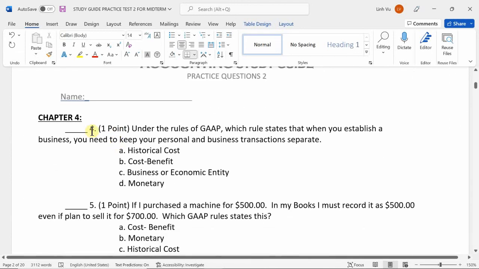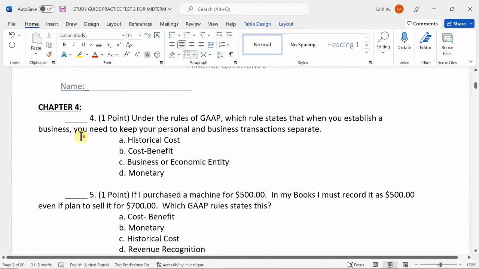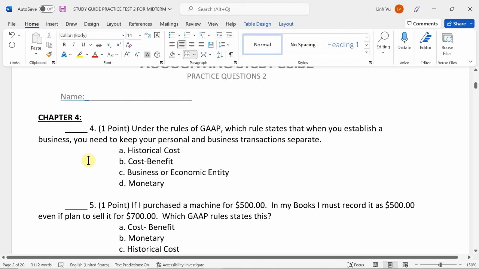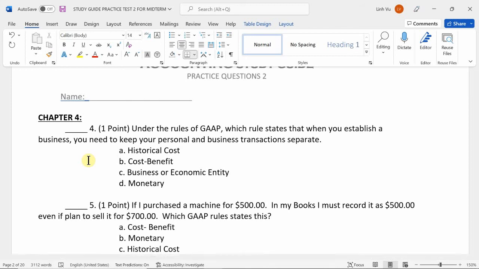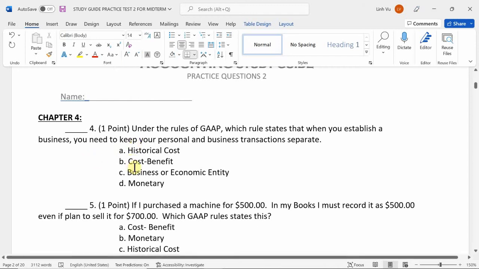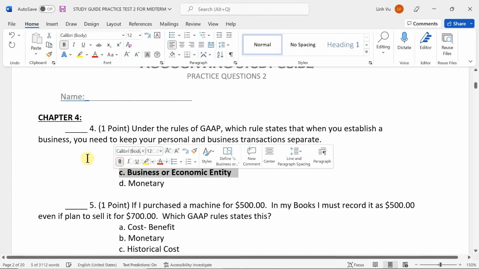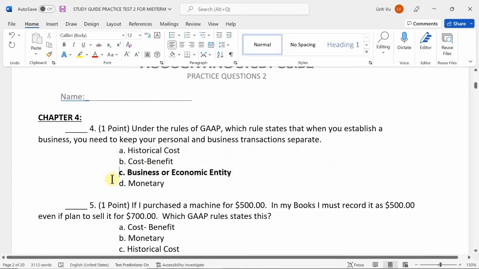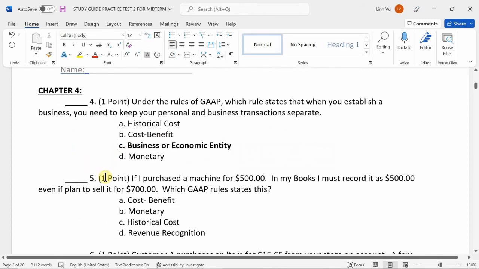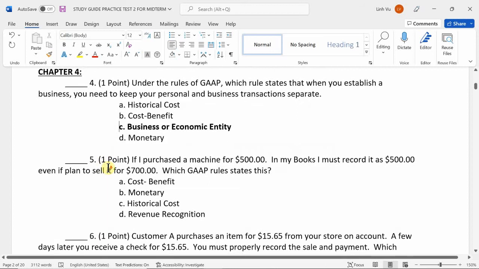All right, section 4. Okay, so here we go. Under the rules of GAAP, which rule states that when you establish a business, you need to keep your personal and business transactions separate? In this case, it's going to be the business or economic entity. Okay, right, that's the definition, right? You got to keep your personal and your business separate.